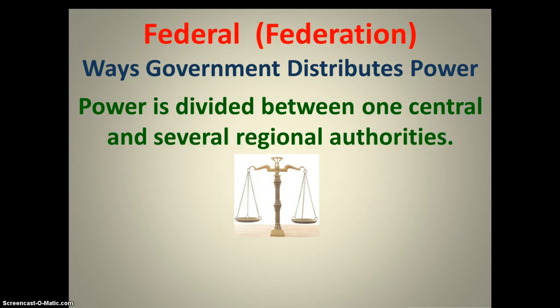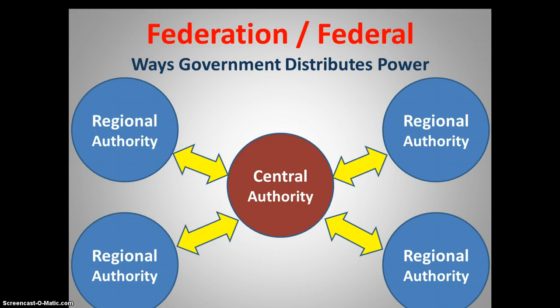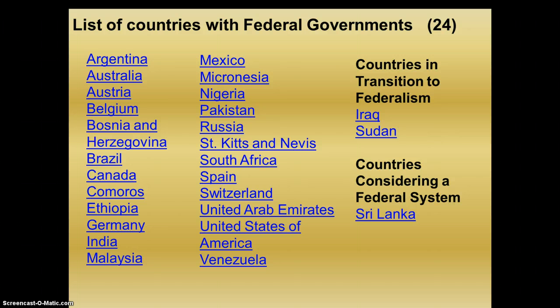Federal, or federation. This way government distributes power. It is divided between one central and several regional authorities. Remember this one. Here's a diagram that shows the central authority, regional authorities, and how this works out. You might want to copy this down. Examples of countries with federal governments.